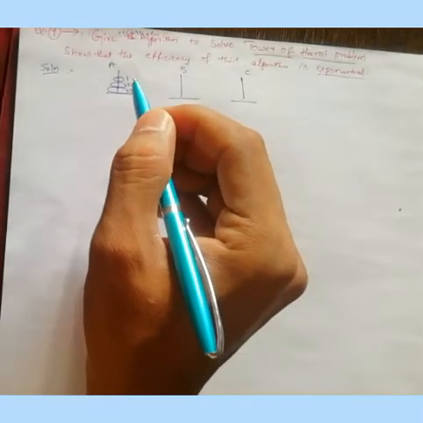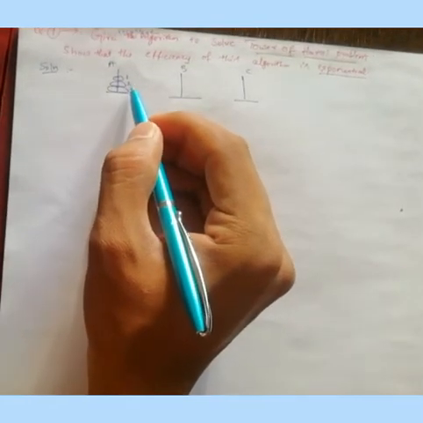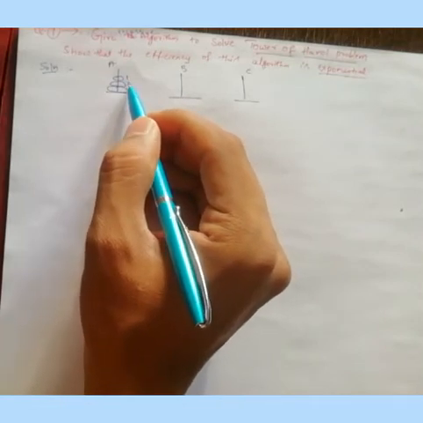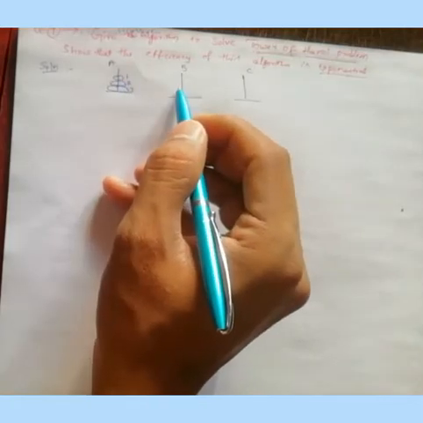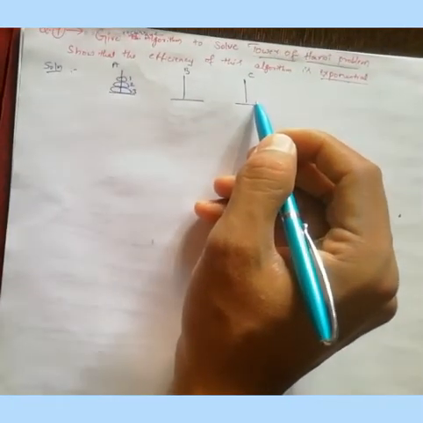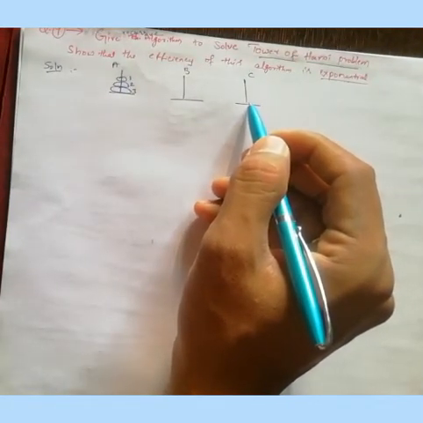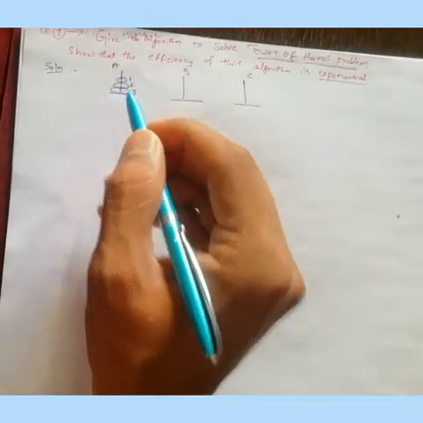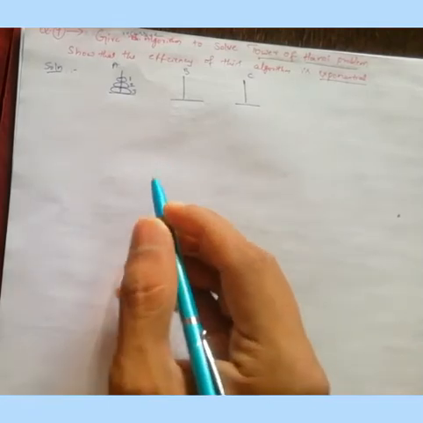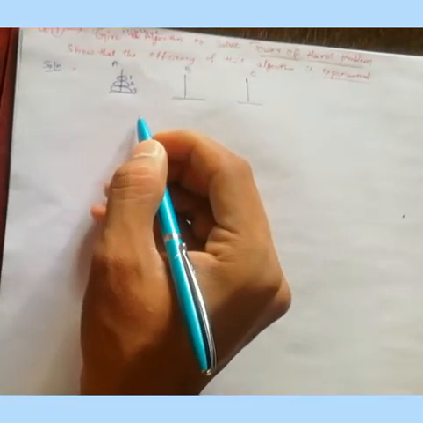I will shift n minus 1. N means 3 discs, n minus 1 is 2 discs. So first two discs from A to B by using the third tower. In the next step, from B to C by using the first tower. That's it. So how, just see here.